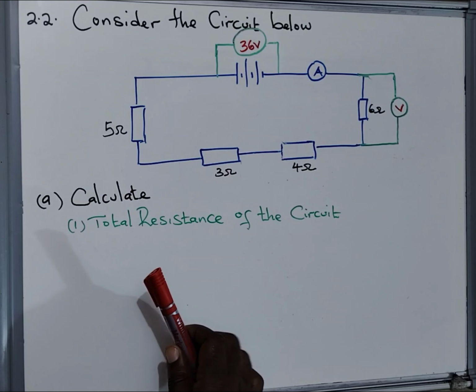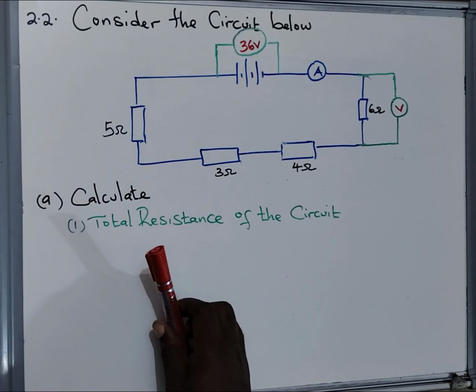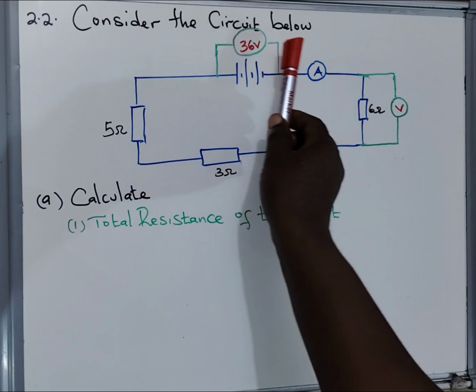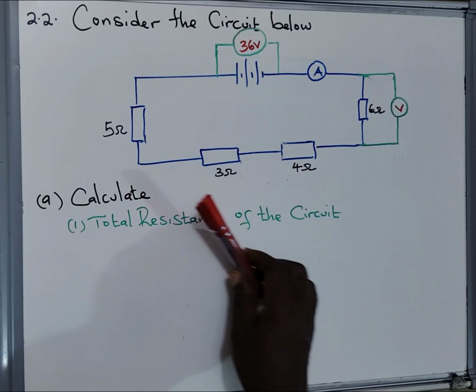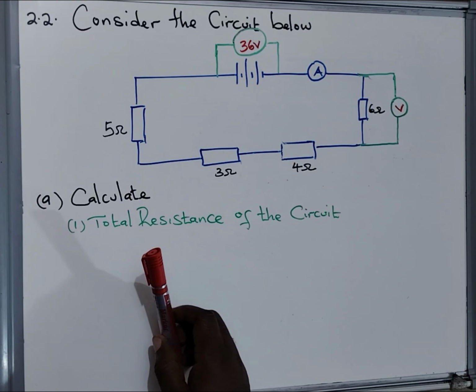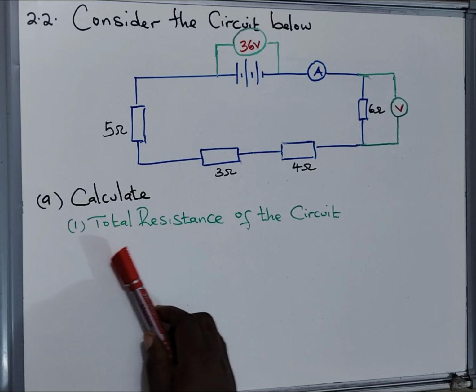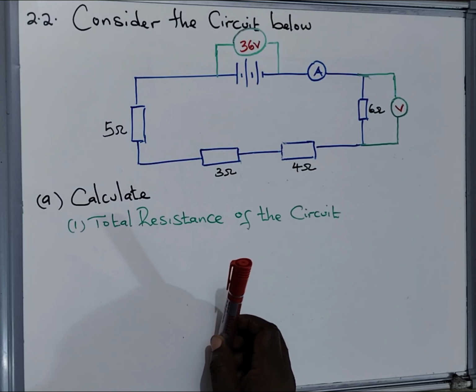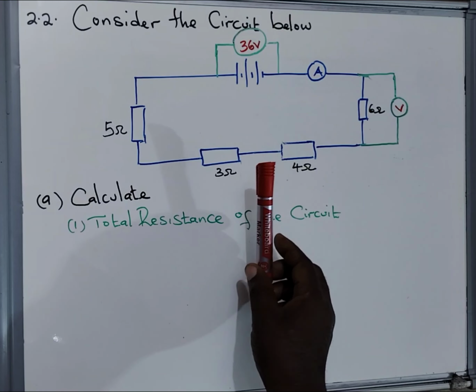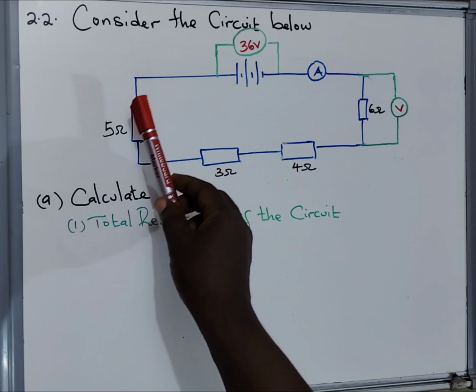Then we come to this question. It says, consider the circuit below. This is the circuit we are talking about. And the question says, calculate total resistance of the circuit. Okay. How do you go about this one?